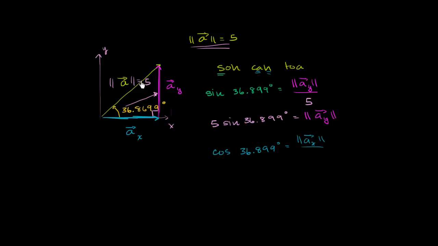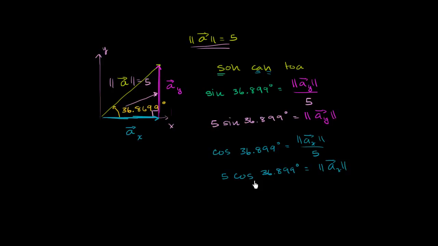The magnitude of the hypotenuse, I should say, has a length of 5. Once again, we multiply both sides by 5, and we get 5 times the cosine of 36.899 degrees is equal to the magnitude of our x component. So let's figure out what these are.